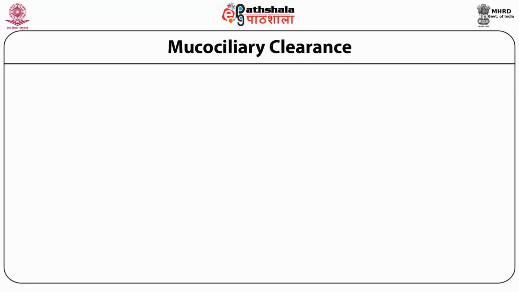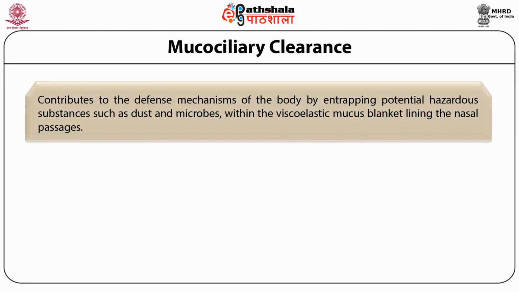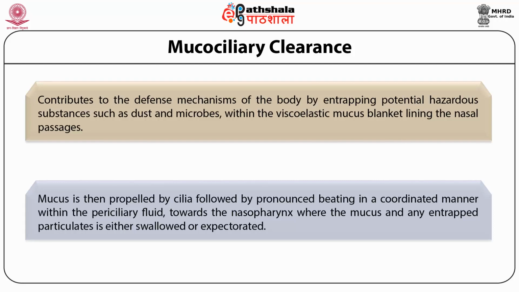A very important aspect of the nasal cavity is mucociliary clearance. This primarily contributes to the defense mechanisms of the body by entrapping potentially hazardous substances such as dust and microbes within the viscoelastic mucous blanket lining the nasal passages. The secretory product, which is mucus, is then propelled by cilia, followed by pronounced beating in a coordinated manner within the periciliary fluid towards the nasopharynx, where the mucus and any entrapped particulates are either swallowed or expectorated.